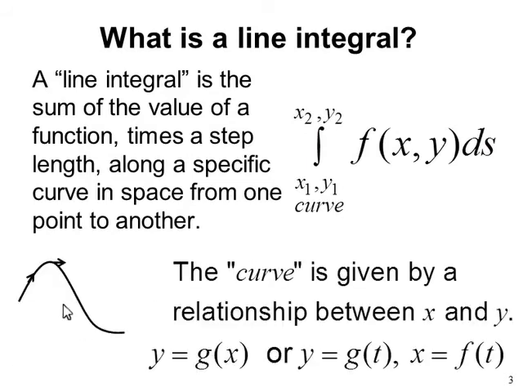The curve, or the path, is given by the relationship between x, y, and z along the path. We limit our consideration here to a path in x and y because it's easier to draw and in order to focus on the key ideas.